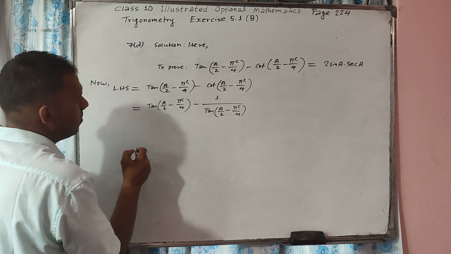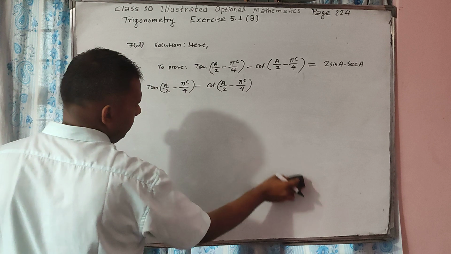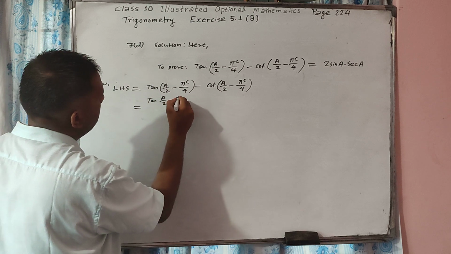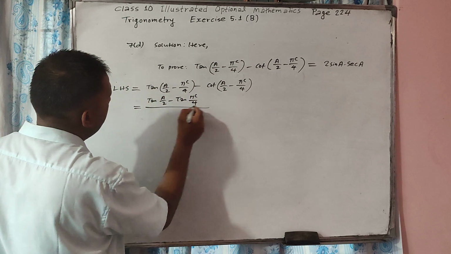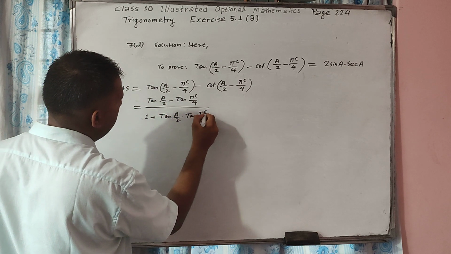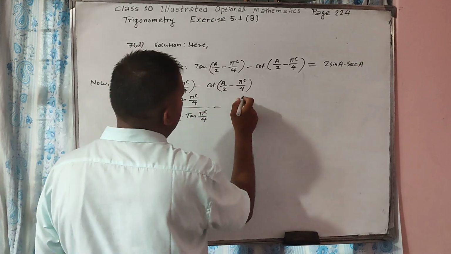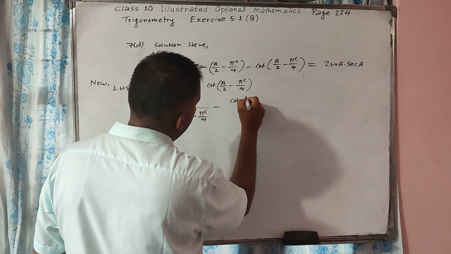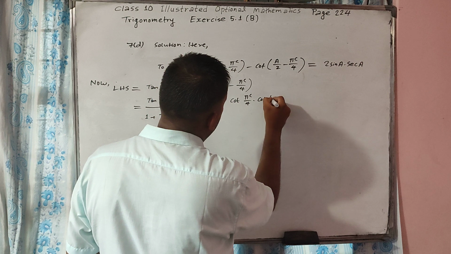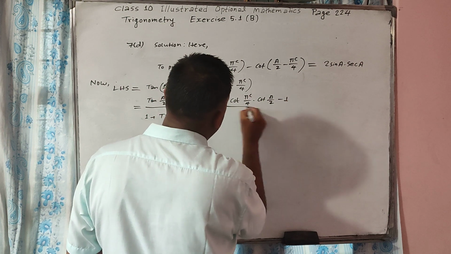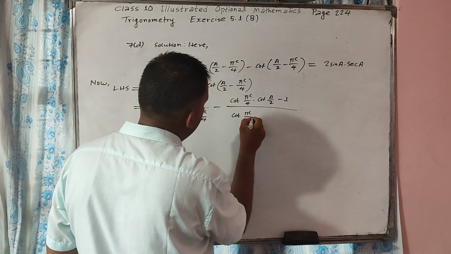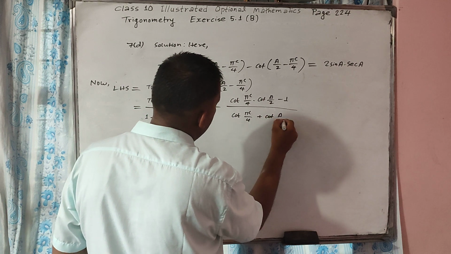Taking formula of tan (A minus B), tan A minus tan B whole upon 1 plus tan A into tan B, tan A by 2 minus tan pi divided by 4 upon 1 plus tan A by 2 into tan pi divided by 4, minus cot A minus cot B, cot B cot pi by 4, cot B cot A by 2 minus 1 upon cot B cot pi by 4 plus cot A by 2.